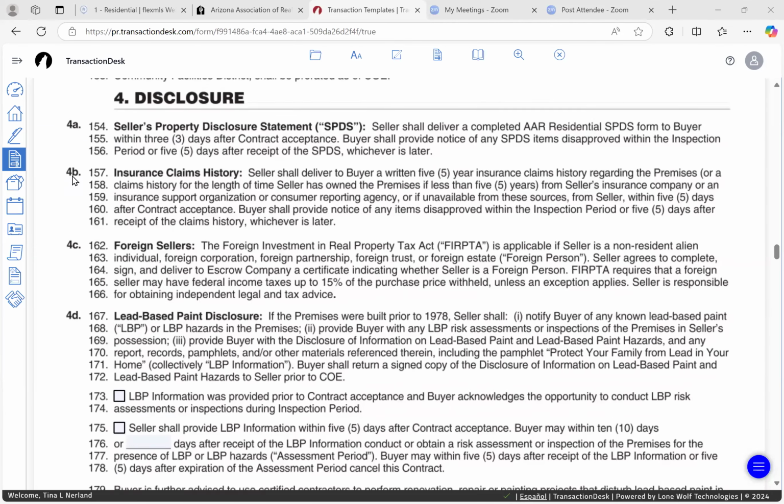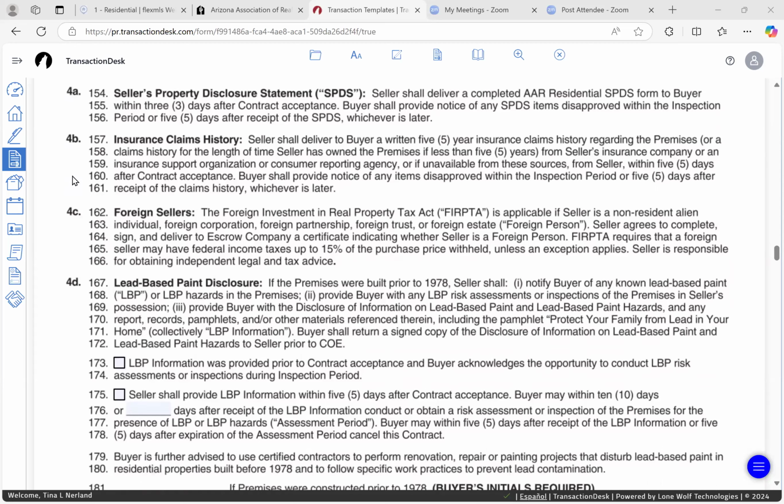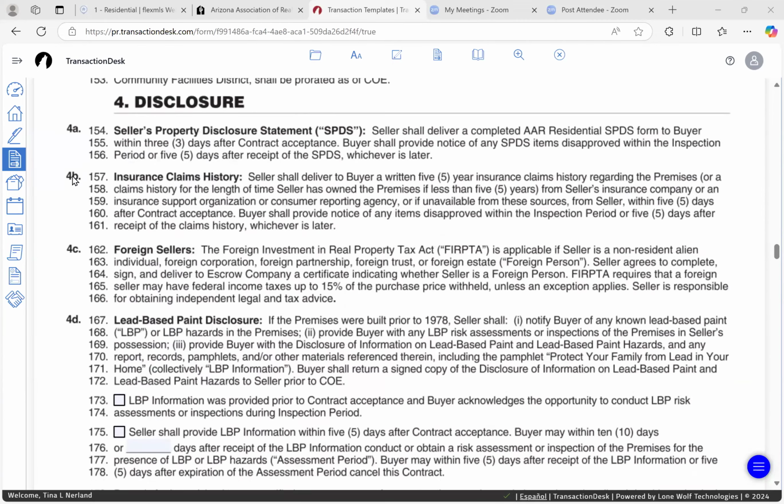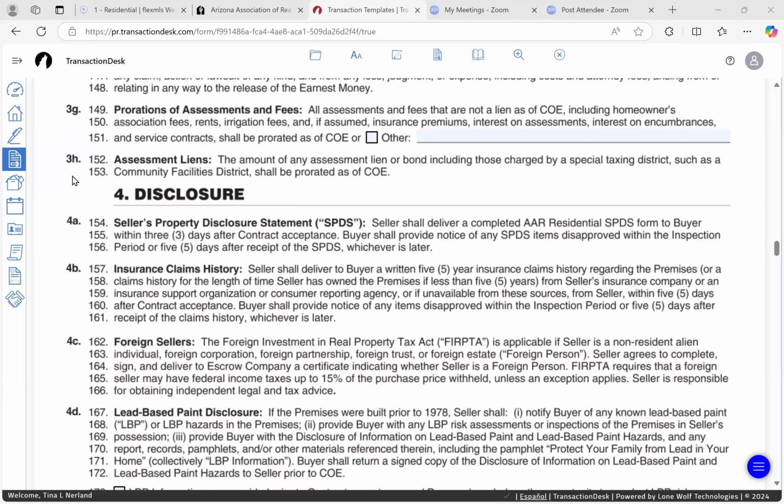Okay, section 4, disclosure. This is one of your 3. I don't know if I'm wording that right. Hold on. No, I'm not. Okay. Disregard that comment.